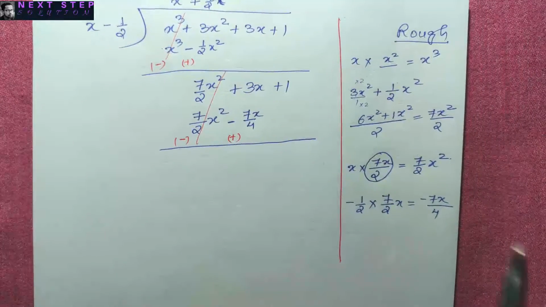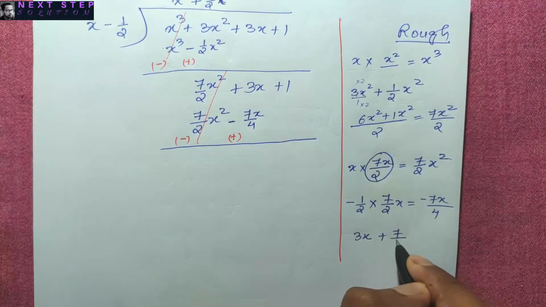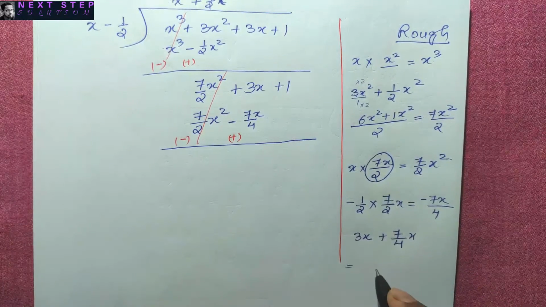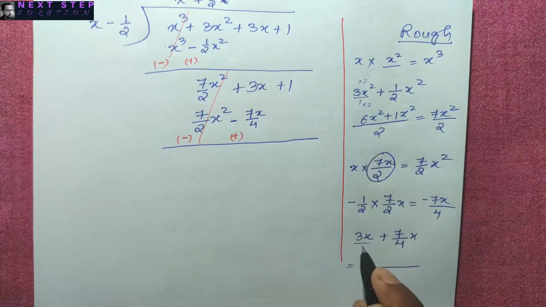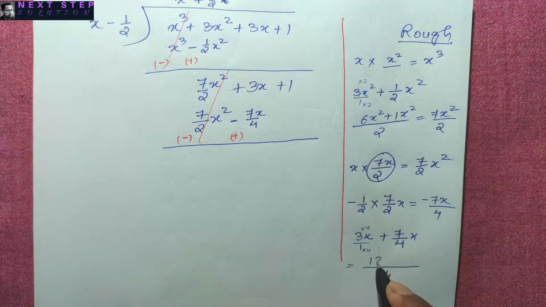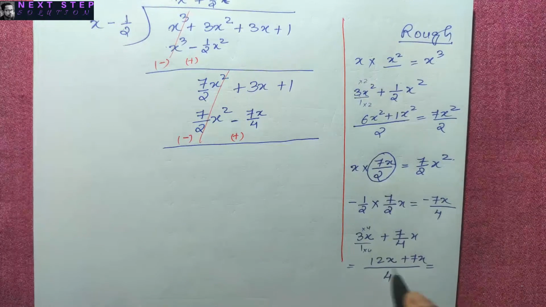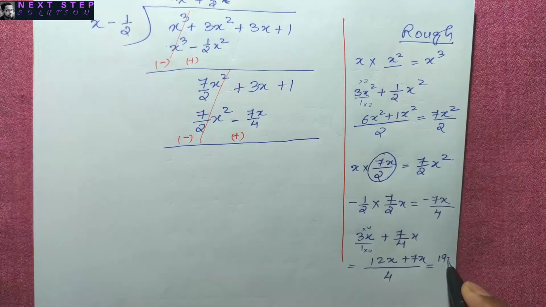Now in order to add this 3x with 7 by 4x, we need to take LCM. LCM is, below it was 1, LCM will be 4. 1 is multiplied with 4 to get this, so 3 will be multiplied with 4. 3 4s are 12x plus 7x. 12x plus 7x makes it 19x by 4.